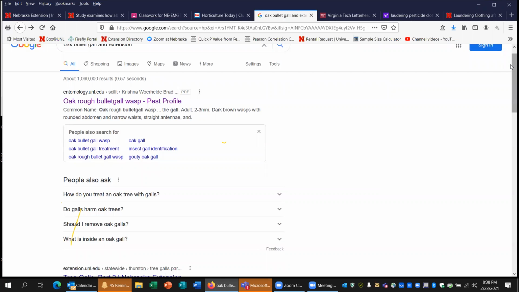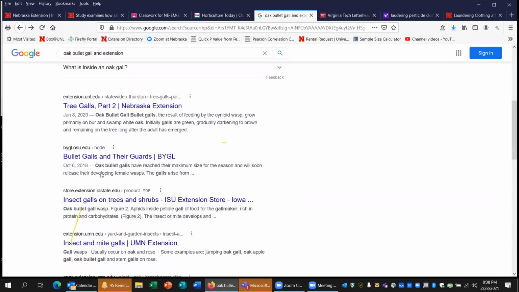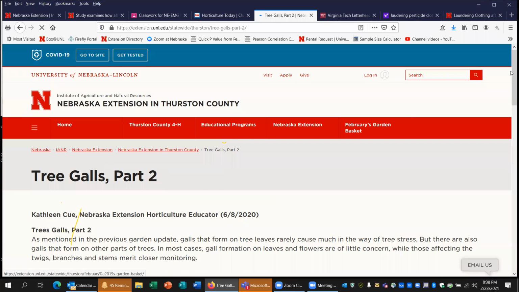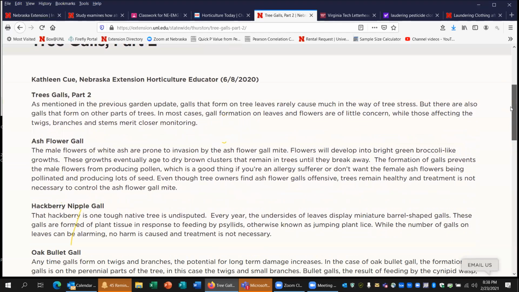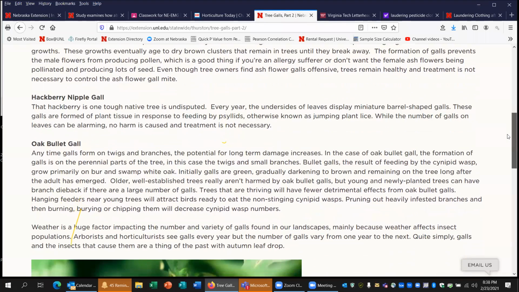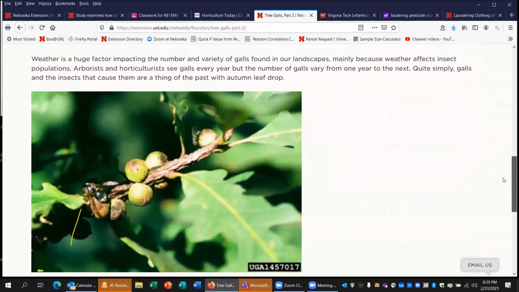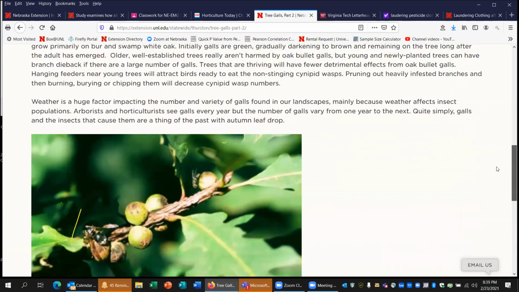If we scroll down, you will find other information. We got some stuff from Iowa State, something from Ohio State, something from the University of Minnesota. So there's some information for you. Here's some more information. This is from my colleague, Kathleen Q. She is the educator in Fremont, and she has an article about the different types of galls: the ash flower gall, the hackberry nipple gall, or the oak bullet gall. This is a little article that she wrote, and she does have a picture of the oak bullet gall in here.